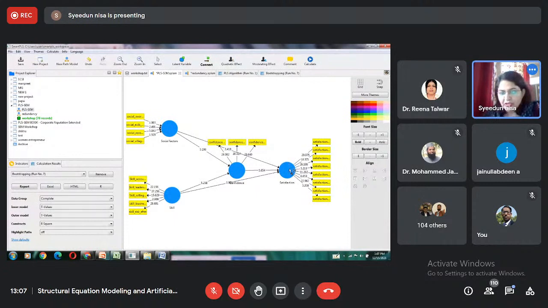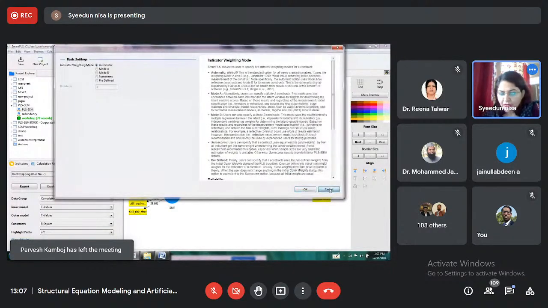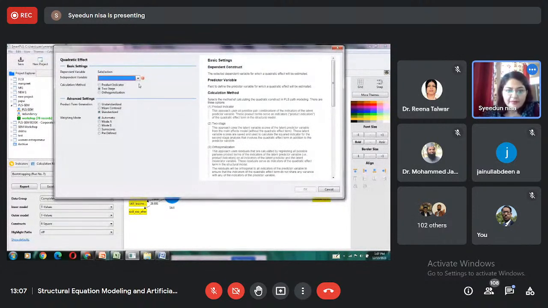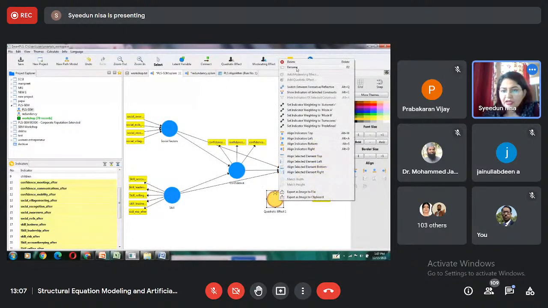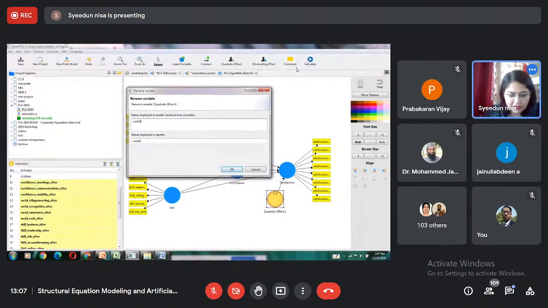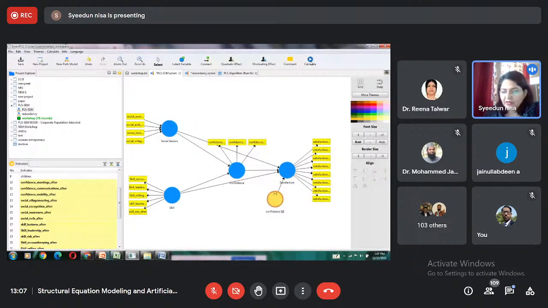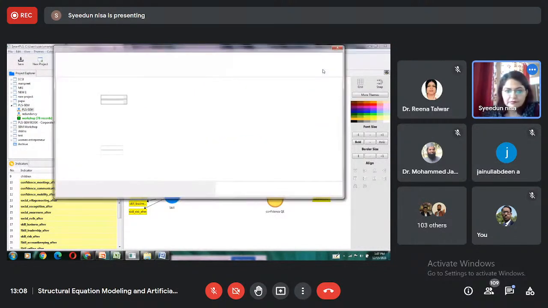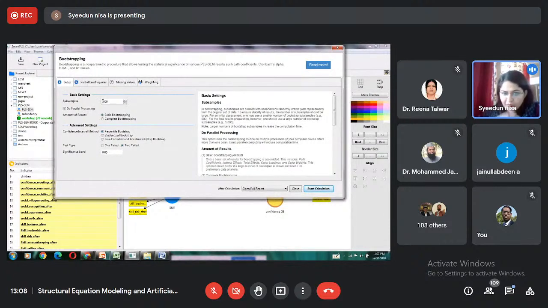Okay, so what I was doing was orthogonalization. One last thing I am telling you, which is to check linearity. If we want to minimize the effect of other independent variables, so here for satisfaction we added confidence and orthogonalization, okay, quadratic effect, rename confidence. And then we will calculate. Okay, again the same thing, bootstrapping, 5,000 bootstrap, and this is all okay. Start calculation.